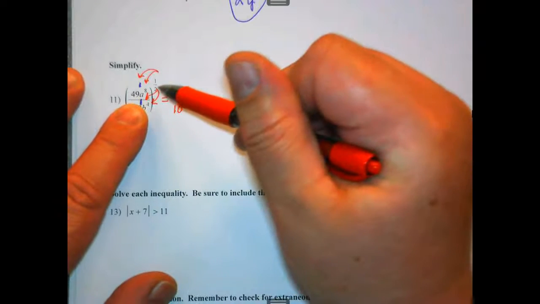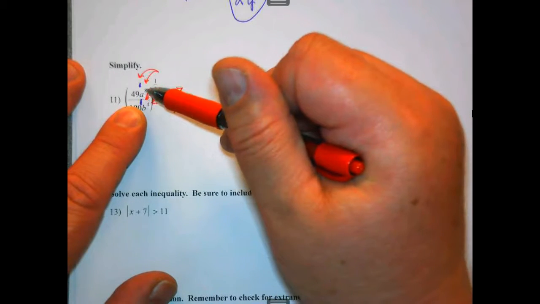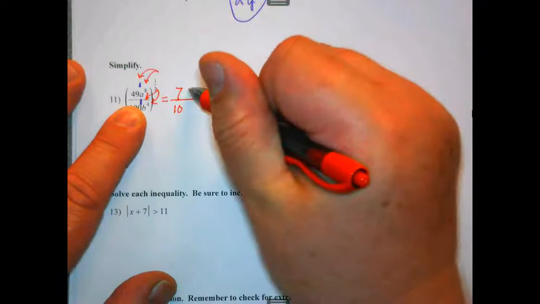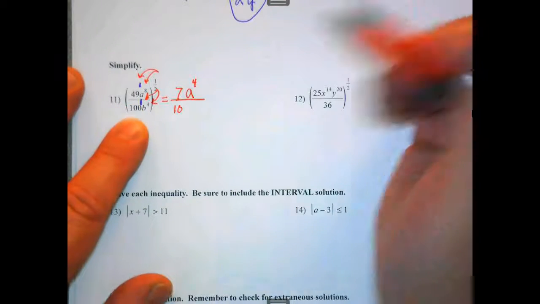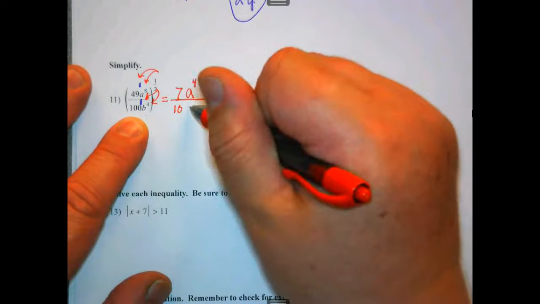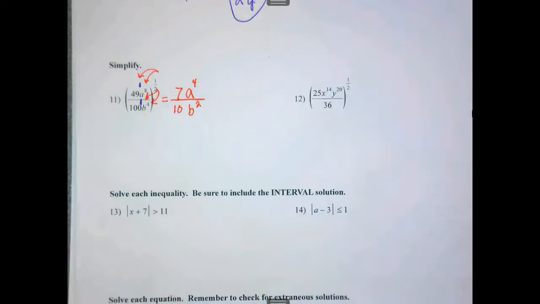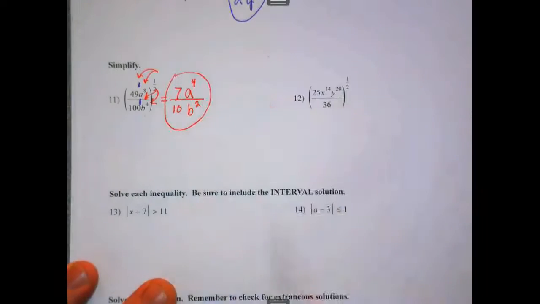Now with the variables, I'm going to multiply by 1/2. So I have a to the 8 times 1/2, or half of 8 is 4. b to the 4 times 1/2, or half of 4 is 2. No negative exponents to deal with? I'm done.